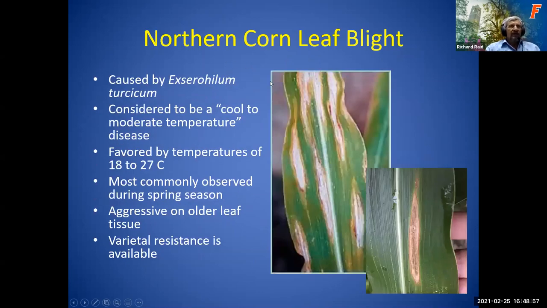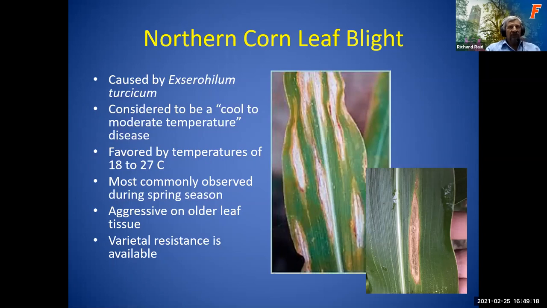Northern corn leaf blight is caused by the fungus Exserohilum turcicum. We consider this to be a cool to moderate temperature disease. It's favored by temperatures of 18 to 27 degrees C. Now this one we typically see most common during our spring sweet corn season.